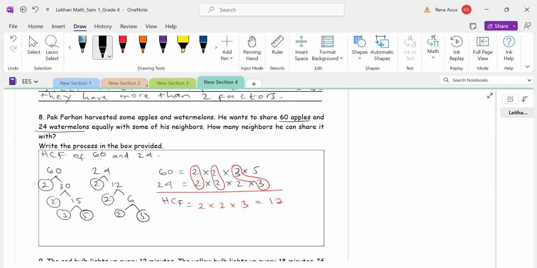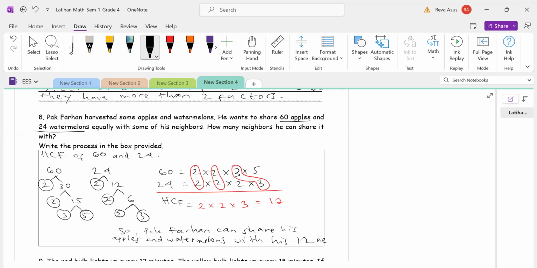All right. We write the conclusion. So, Pak Farhan can share his apples and watermelons with his 12 neighbors equally.